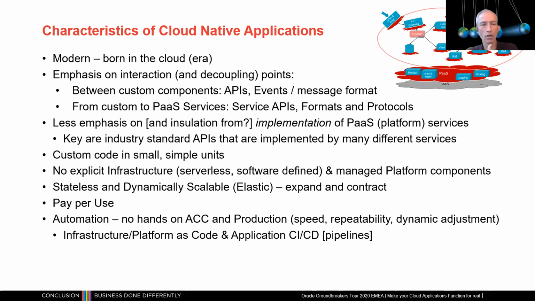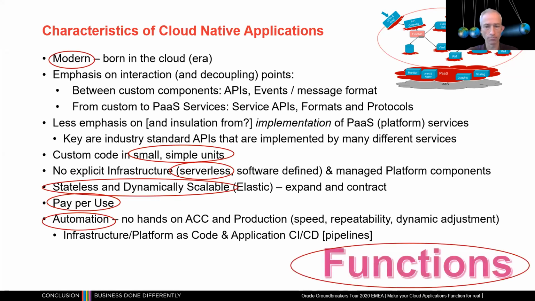And we want to have a lot of automation, no hands on the acceptance test environment and the production environment. So we get speed, we get repeatability, we get dynamic adjustment, and we get control. We don't make human errors. And of course, we make human errors, so we need to automate. And we want to consider our infrastructure and platform just as code and application. It's all software defined, infrastructure as code, or rather the infrastructure is code. And it should go through the same automation pipelines as we have for our application code.